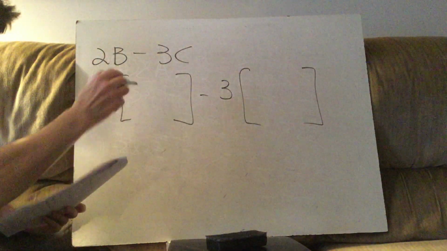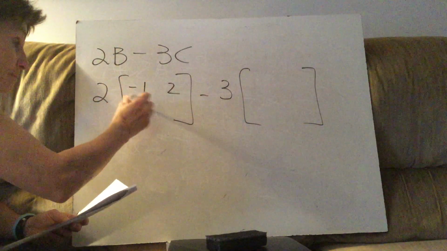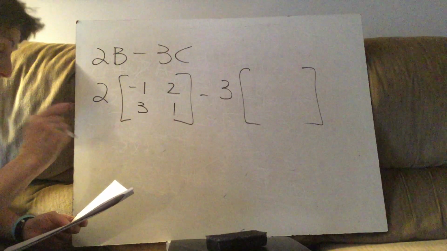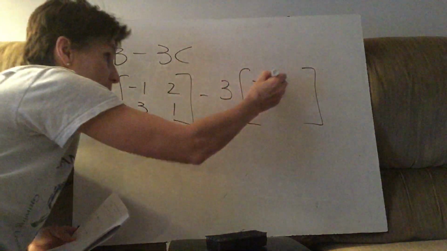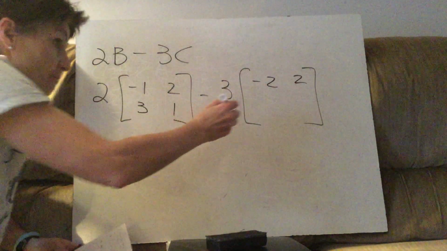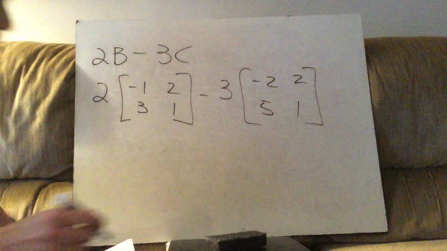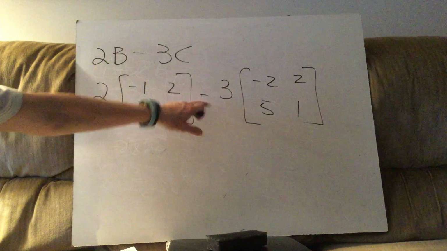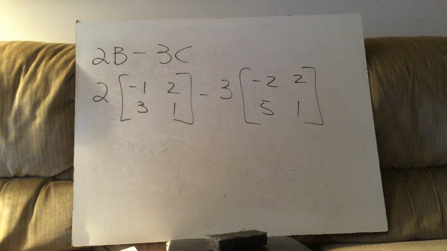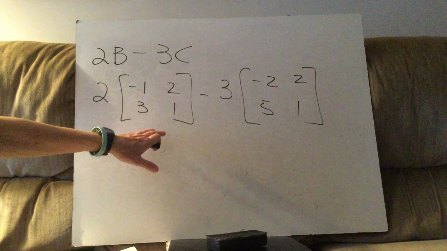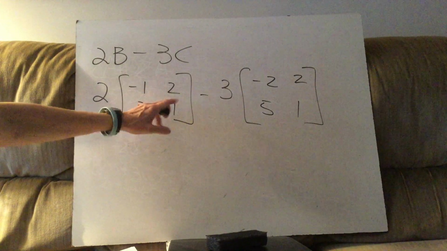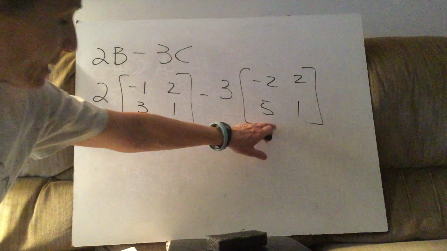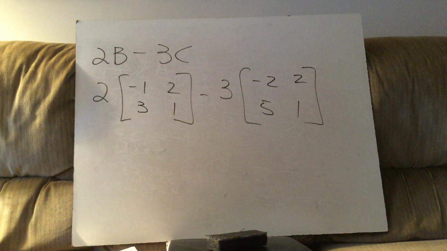Okay, so 2B and 3C. Now, this problem is going to be doable because the rule for subtraction is the same as for addition. We have to have the same size. So this is a 2 by 2, 2 rows, 2 columns. This is a 2 by 2, 2 rows, 2 columns. So we can do this problem.